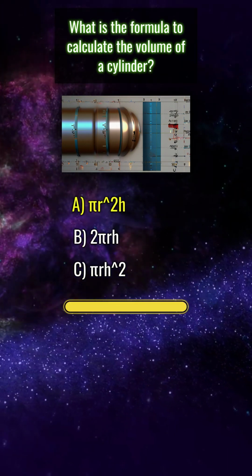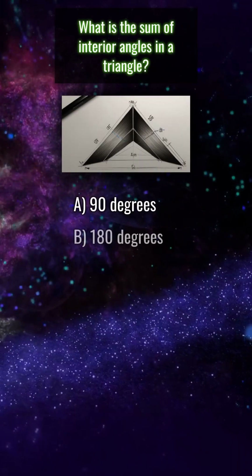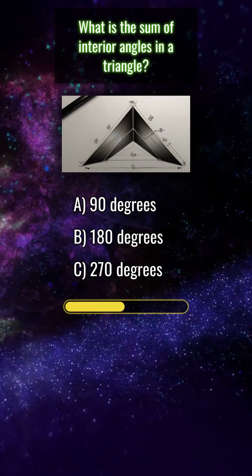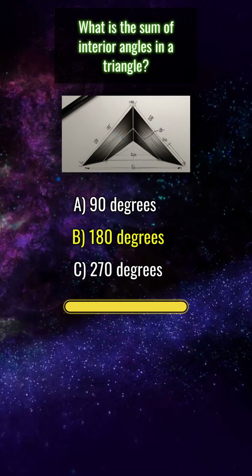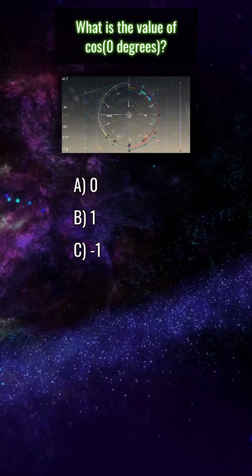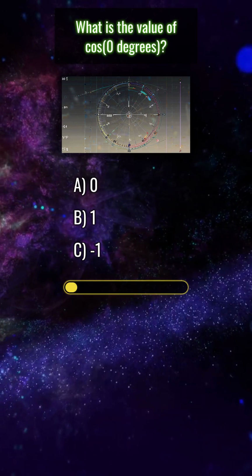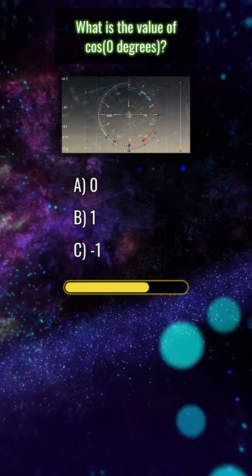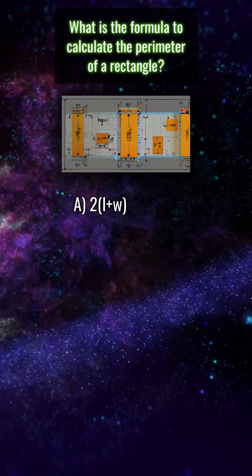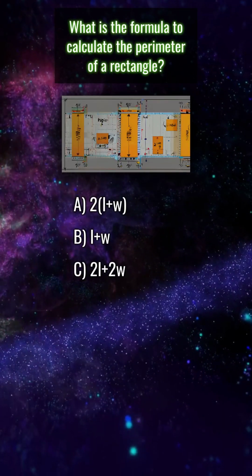A. Pi r squared h. What is the sum of interior angles in a triangle? B. 180 degrees. What is the value of cosine 0 degrees? B. 1. What is the formula to calculate the perimeter of a rectangle?